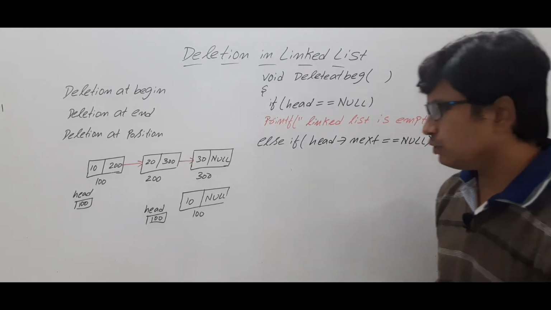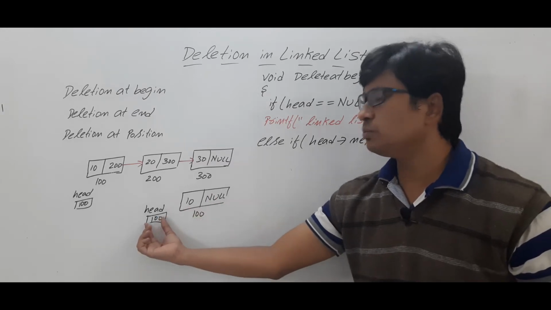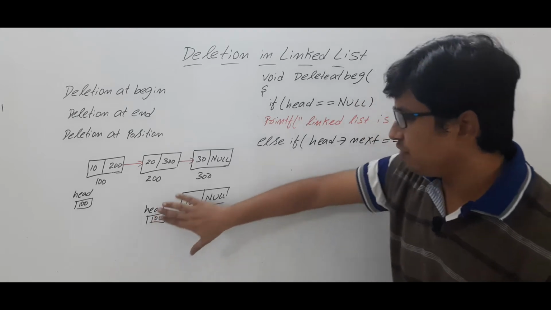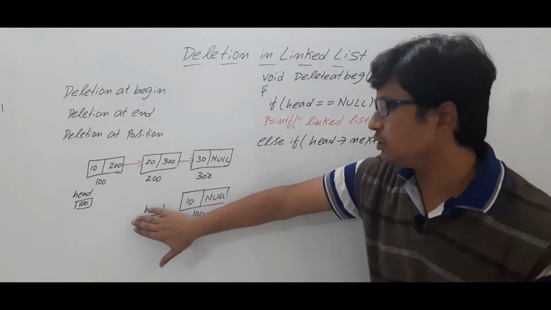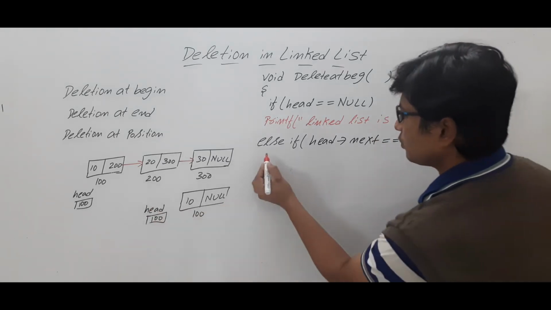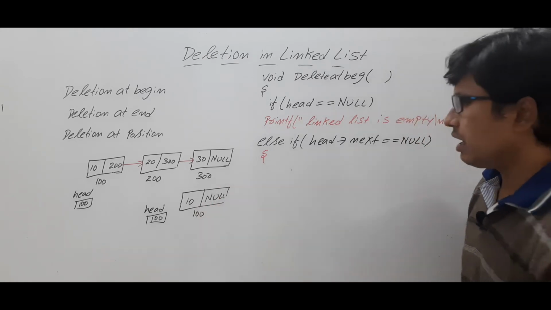If only one node is there and you delete it, is it clear? Then what should the head value be? The head value should be null, because if I delete this one, the linked list is empty. If the linked list is empty, you should say that head is equal to null. But before doing that, you have to delete this node. Am I right or wrong?